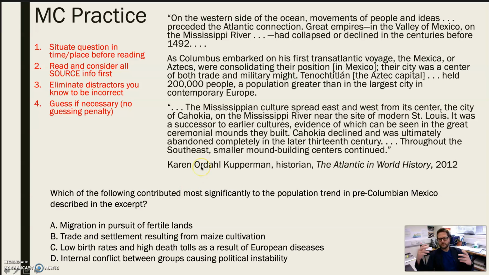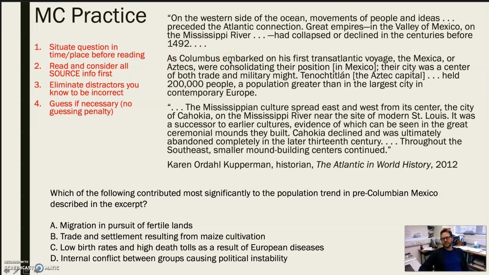All right, so we know we have the stimulus. Now let's look at the question. Which of the following contributed most significantly to the population trend in pre-Columbian Mexico described in the excerpt? What we can cross out is the fact that we could have just read the question and answer. This isn't the exception because it's actually asking for a description in the excerpt, and it's asking about pre-Columbian Mexico. We've got three different paragraphs here. Which one is focusing on pre-Columbian Mexico? It's this middle paragraph.